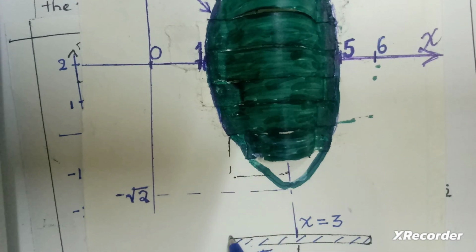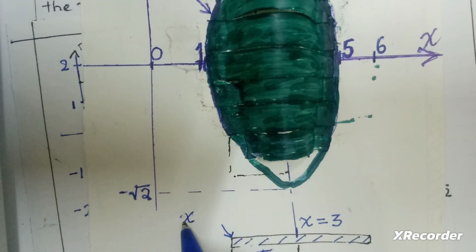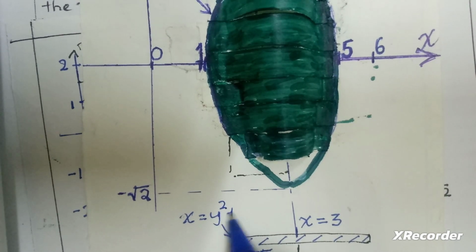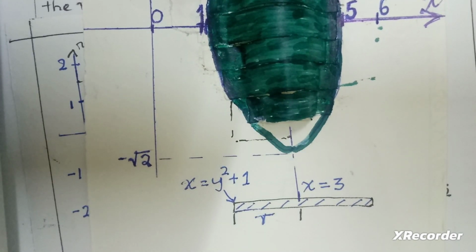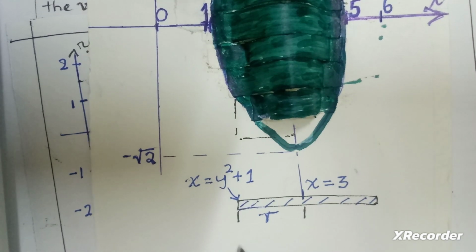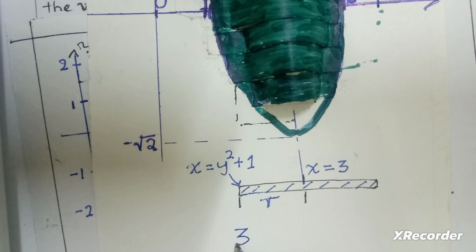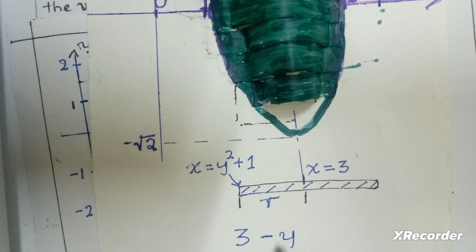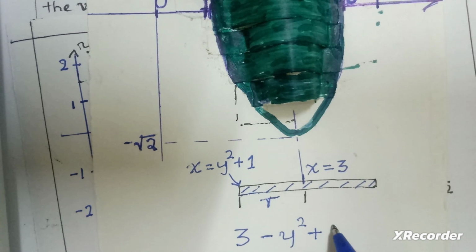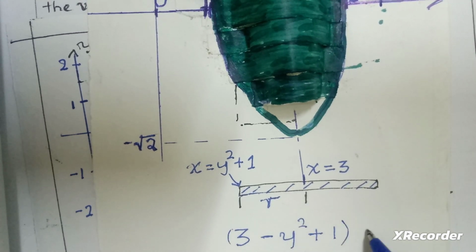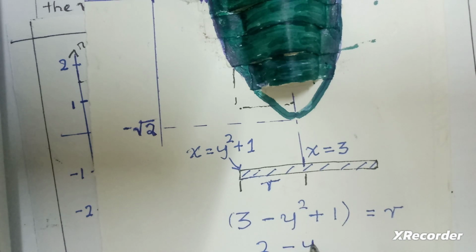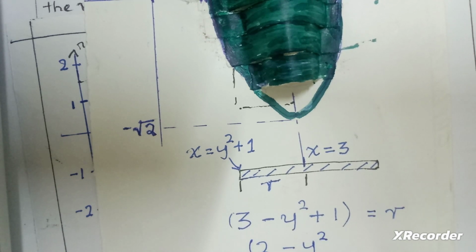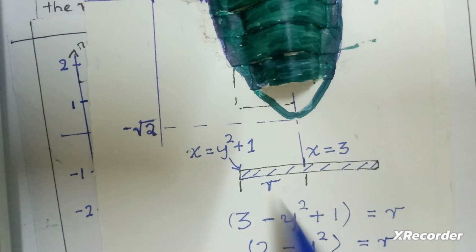And at this point, we have our parabola, which is x equals y squared plus 1. And so, guys, we can get the area of that disk. Not the area, but the radius. The radius is going to be 3 minus y squared plus 1. That now is going to form our radius. So this one is eventually going to be 2 minus y squared, like that. So this one becomes our radius for that element.